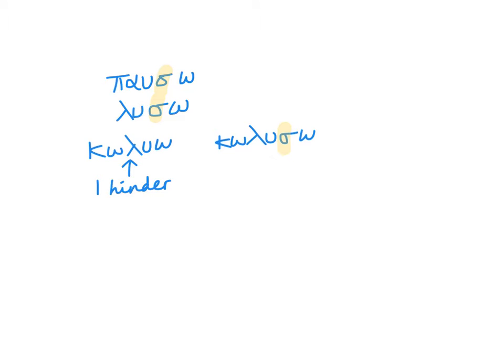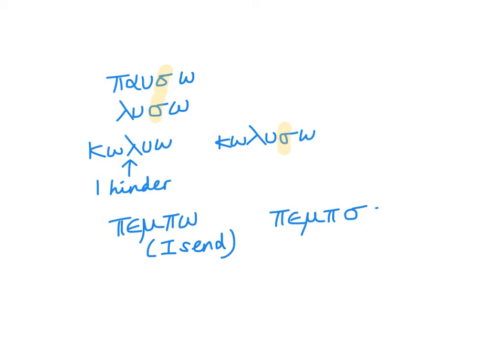Here's a verb that you've already seen before. Pempo. Pempo means I send. If I wanted to make the future, I will send, and I follow the rule that you've learnt so far, I would write the stem, and then I'd add a sigma, and then I'd put the ending on. I will send. Well, I've now replicated the sound of the word. The Greeks, we assume, would have said pempso. But I haven't got the spelling right. That's not how it will be written.